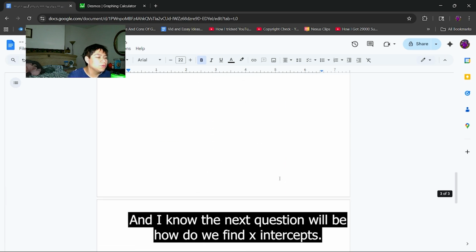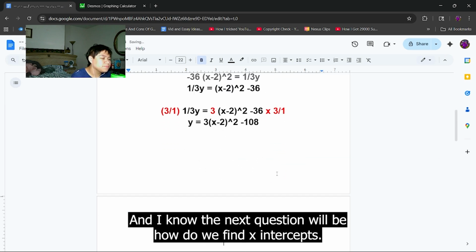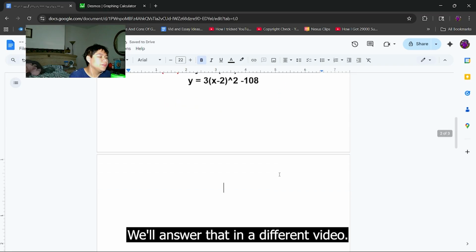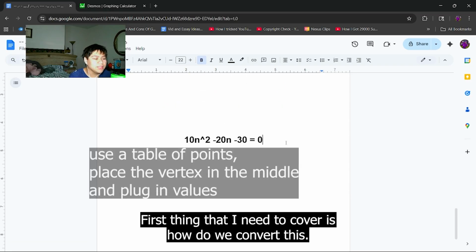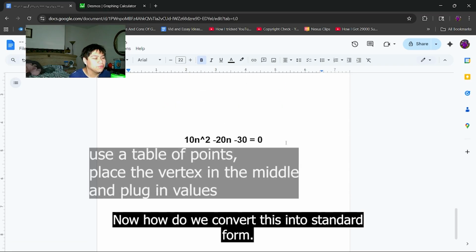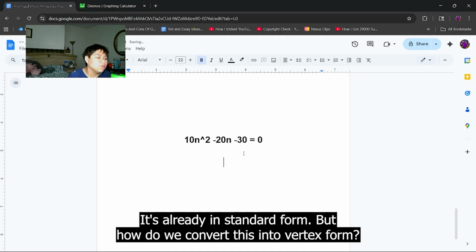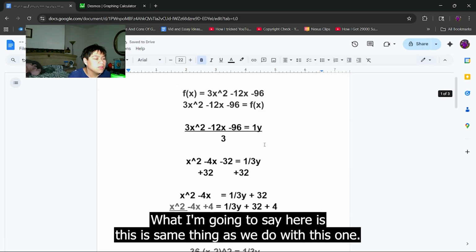I know the next question will be, how do we find x-intercepts? We'll answer that in a different video. The first thing that I need to cover is how do we convert this now? How do we convert this into standard form? It's already in standard form, but how do we convert this into vertex form? What I'm going to say here is the same thing as we do with this one.